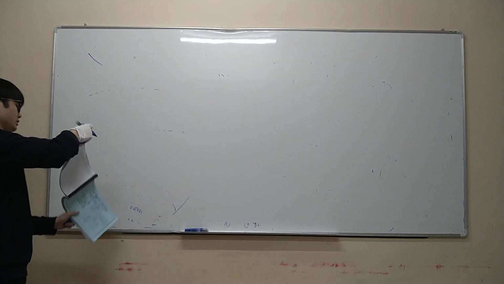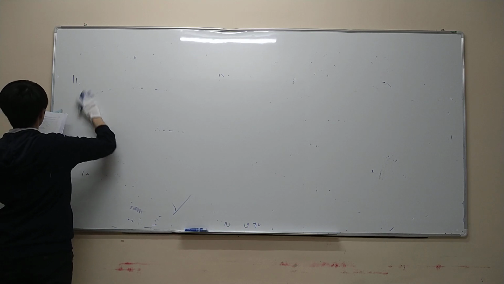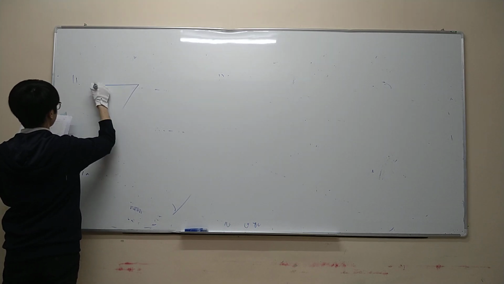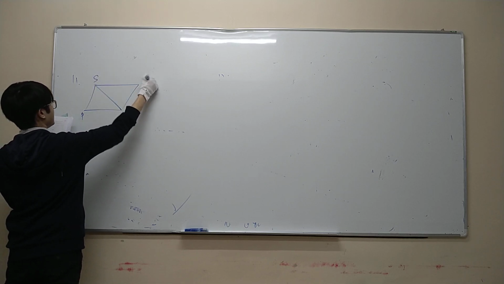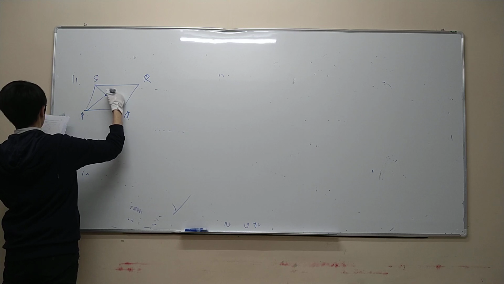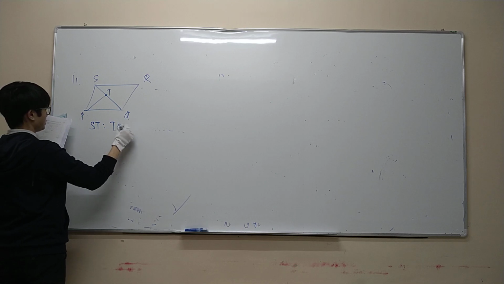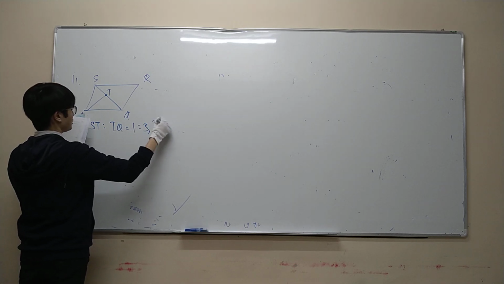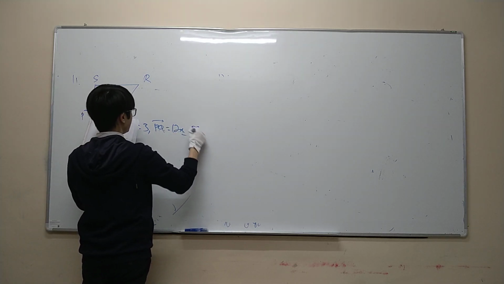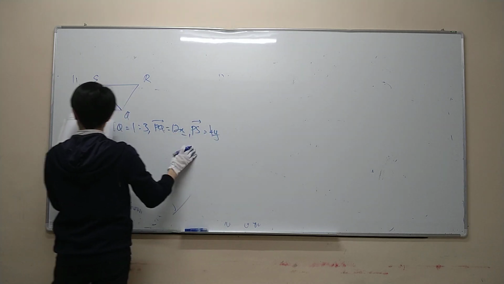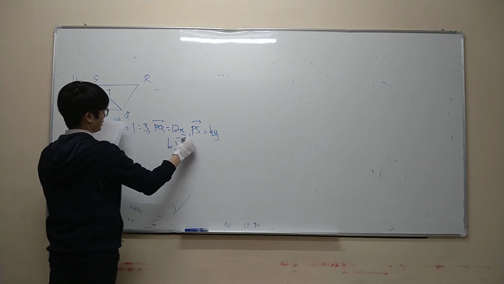Okay, what chapter is this? This is vector, right? Okay, so number 11. Diagram 4 shows a trapezium. Okay, I need to draw this diagram. P, Q, S, R, T. Diagram 4 shows trapezium P, Q, R, S, where S, T ratio T, Q equals to 1 ratio 3. PQ equals to 12x. PS equals to 4y. And then A, they want you to find SQ. B, they want you to find PT.